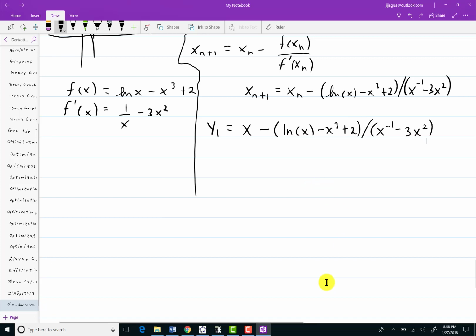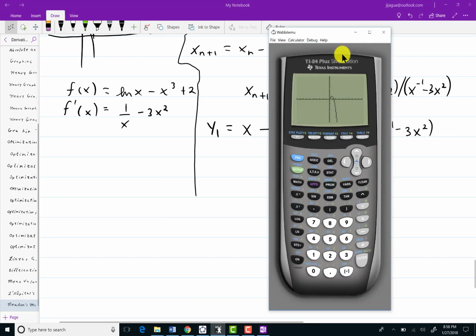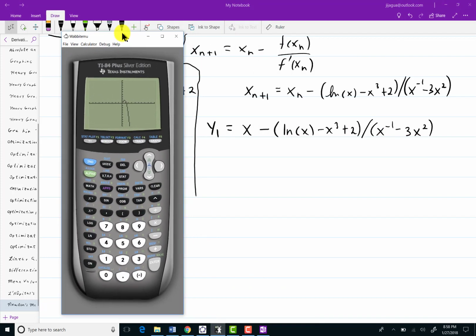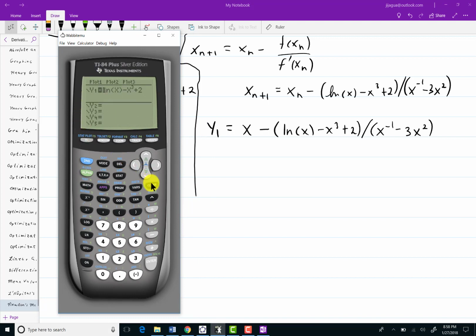Let's go ahead and throw it in exactly the way it looks as I've written it here. So I'm going to change my new y1. Let me clear this out of here. I'm going to get x minus, parenthesis, ln x, finish that parenthesis, minus x cubed plus 2, finish that parenthesis, divide, new parenthesis, x. Here's this little to the negative 1 button, so it'll keep it up there like that.